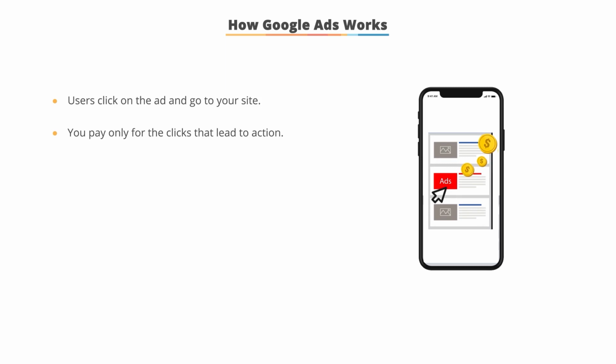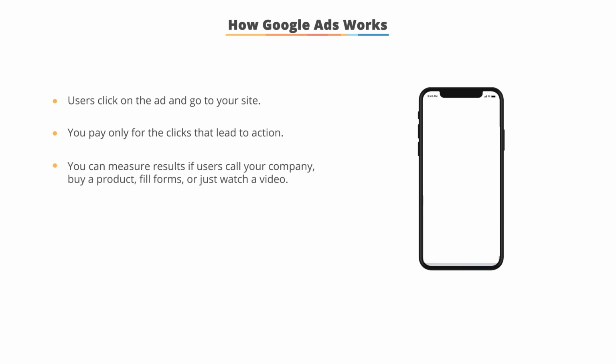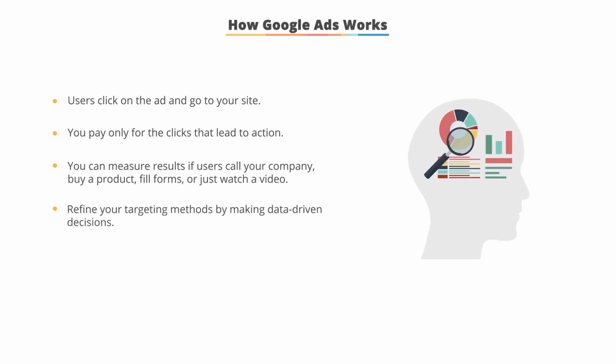Now, once users click on your ads, they go to your site. If they take an action, such as calling your company, or buying a product, or filling out a form, or just watching a video, then you can measure those actions. Now, this lets you see your data for each targeting method, keyword, and ad to understand how each is performing. Now, we'll define this information as we go through our lessons, so you know what to look for to make data-driven decisions. Then, from those data-driven decisions, you can refine your targeting methods, test different ads, and set appropriate bids based upon how much each click or interaction is worth to your business.